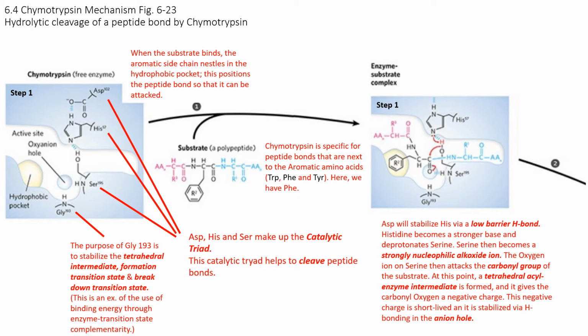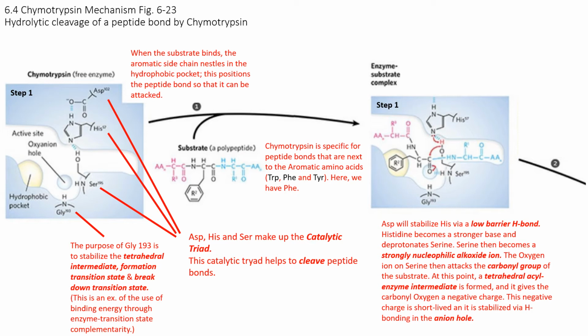Serine then becomes a strongly nucleophilic alkoxide ion. The oxygen ion on serine then attacks the carbonyl group of the substrate. So it is attacking this carbonyl right here, the one that's next to the aromatic side chain. So the oxygen ion on serine attacks the carbonyl group of the substrate.